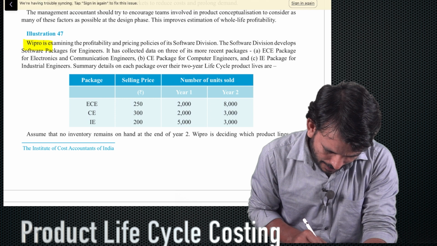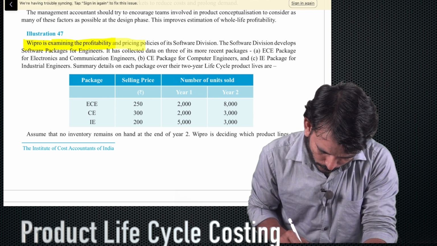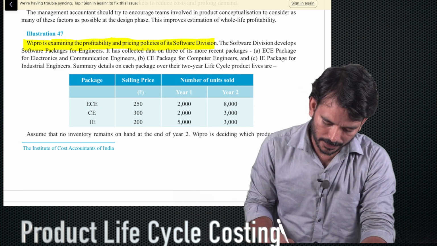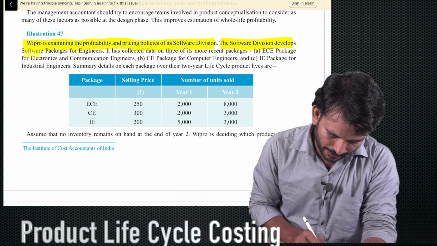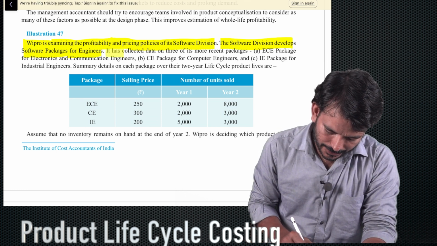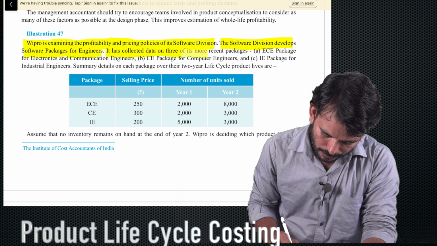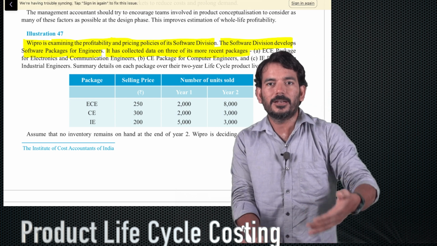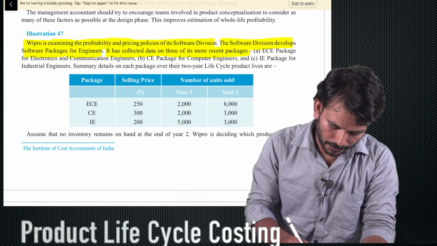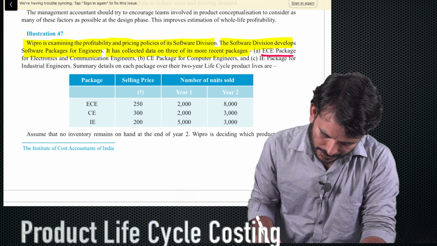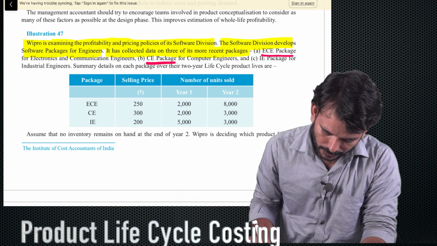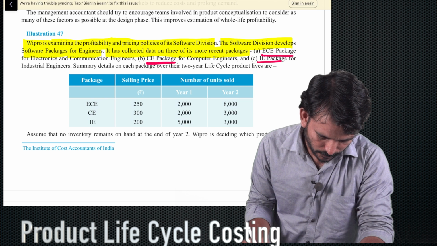Wipro is examining the profitability and pricing policies of its software division. So Wipro is a company, they have a division, software division. The software division develops software packages for engineers. So the division develops certain software. It has collected data on 3 of its more recent packages. Just like our ERP, they have certain software. So they have 3 different types of software: ECE package for electronics and communication engineering, CE package for computer engineering, and IE package for industrial engineering.